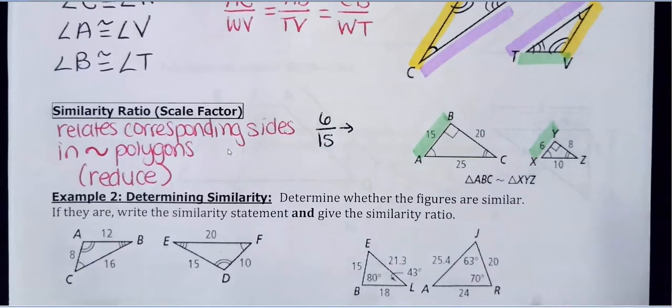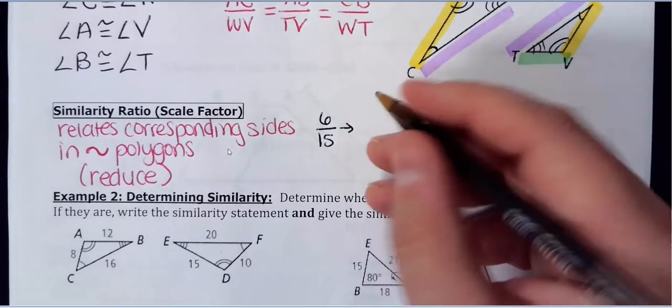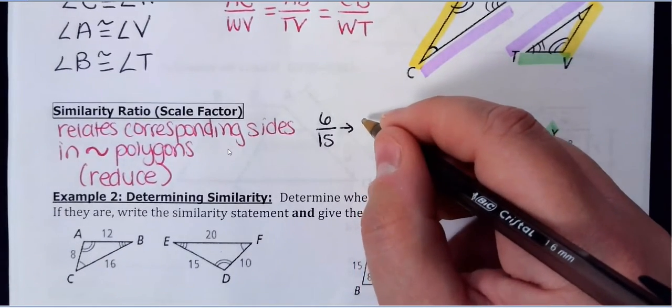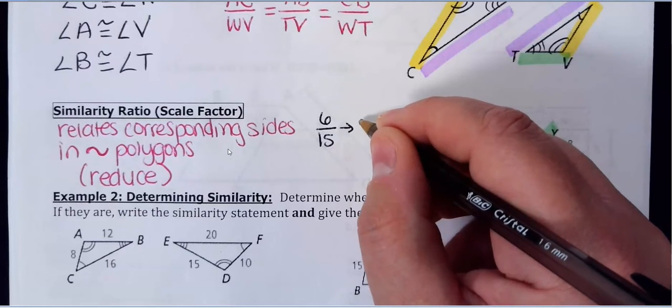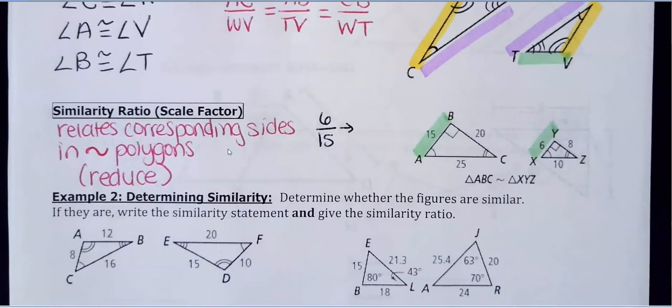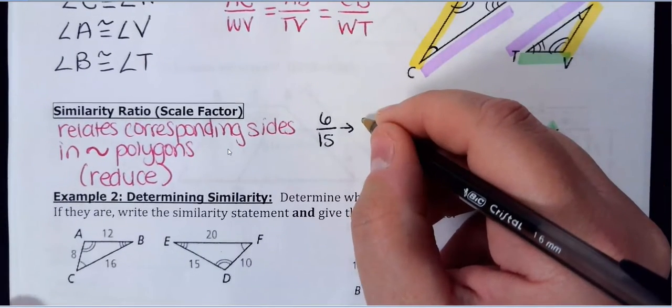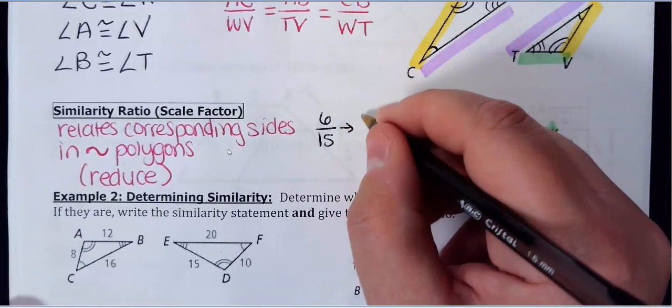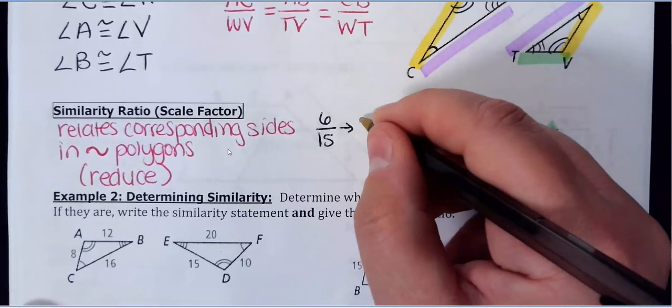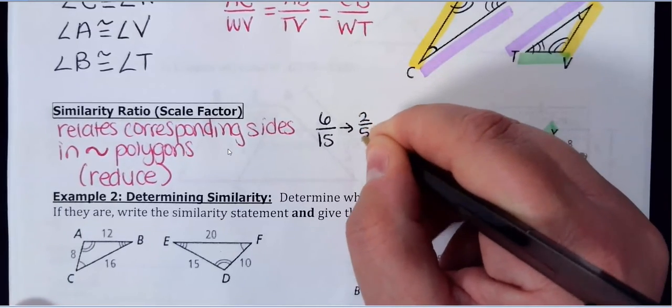So 6 over 15, both of those numbers, let's see, divisible by 3, or you guys could do this in your calculator. If you use your fraction key on your calculator, you can convert it just by typing it in using that. If you don't know how to do it, I will be happy to show you. But this should reduce to, let's see, these are both divisible by 3, so this would be 2/5.